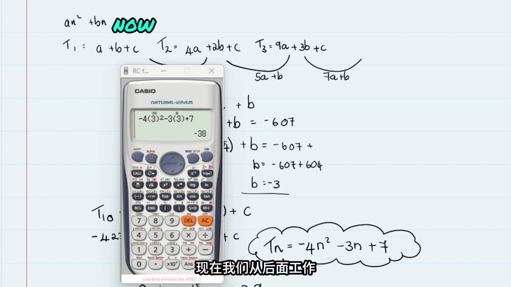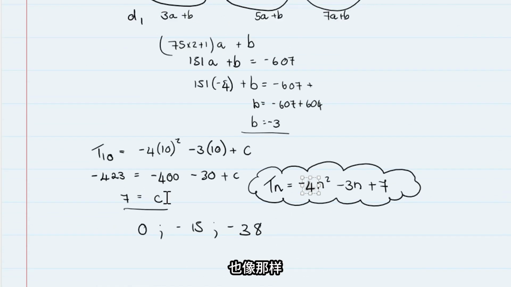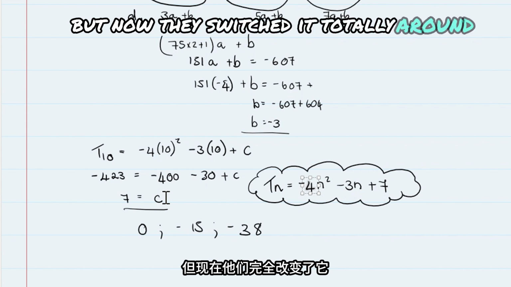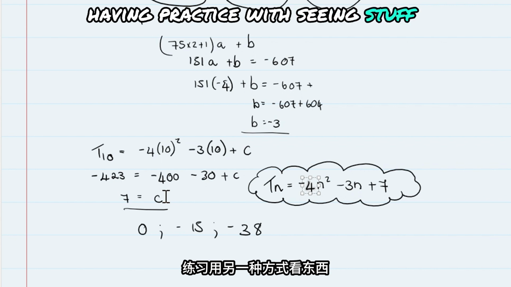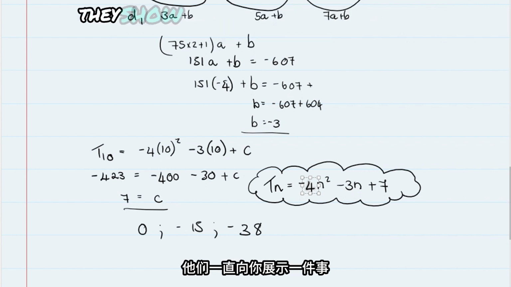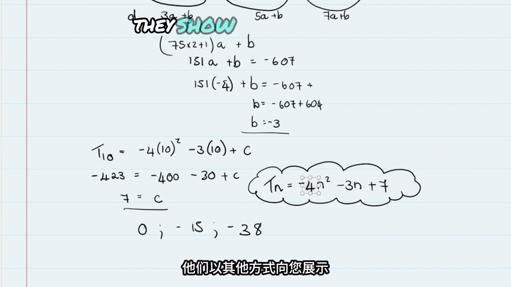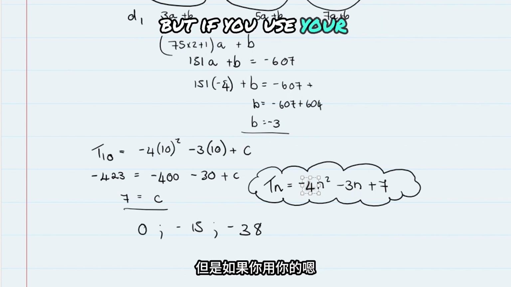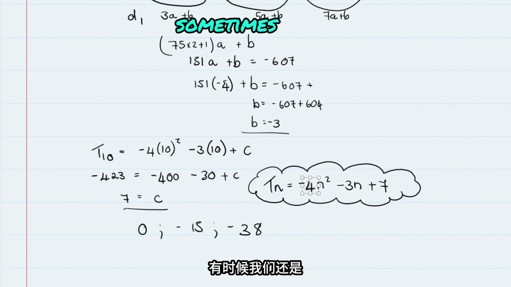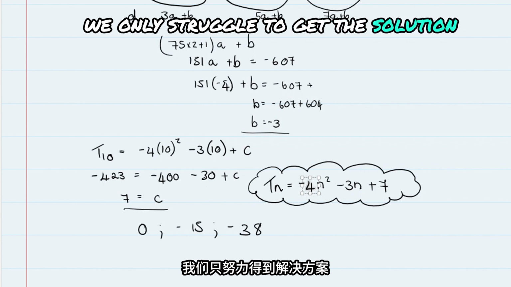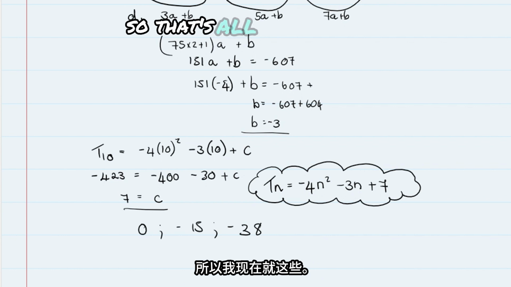Now we're working from the back. They could have given you this and asked you to determine the general row as well. But now they switched it totally around and they asked you the other way around. So that's good, having practice with seeing stuff another way, because in maths, they show you the one thing the whole time, and then what comes into the exam, they show you the other way. But if you use your brain and you think, there is a solution. Sometimes we only struggle to get the solution within the given hour or the time that we have in that exam. So that's all for me for now.